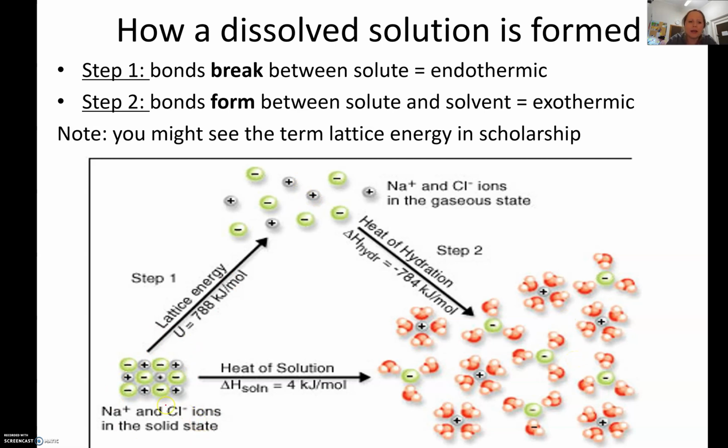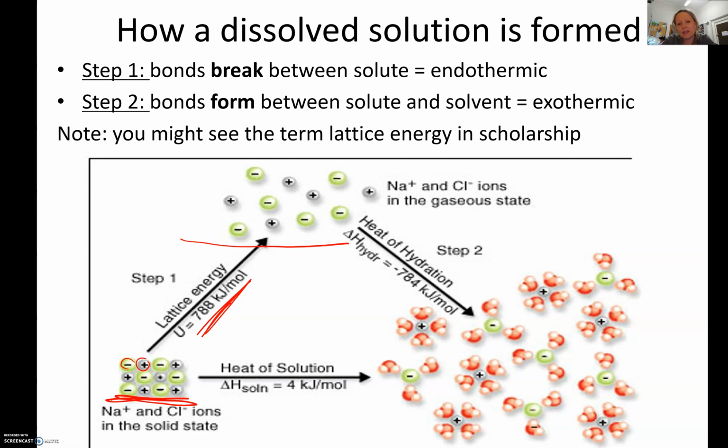Okay, so bonds break within the solute. The solute, the solid that we're dissolving, is sodium chloride. The ionic bonds have to break. So the ionic bonds are those electrostatic attractions between the positive and negative ions. Okay, and this process of breaking bonds is endothermic. So it's got a positive value to separate the ions. That makes sense because you've got to put some energy in there to break the bonds. Bond breaking is endothermic. So that should be pretty straightforward.